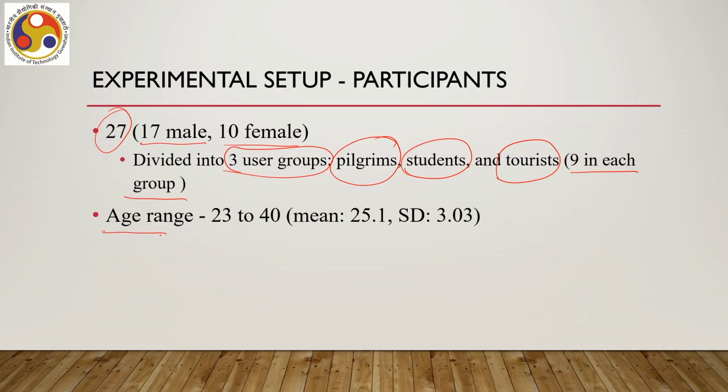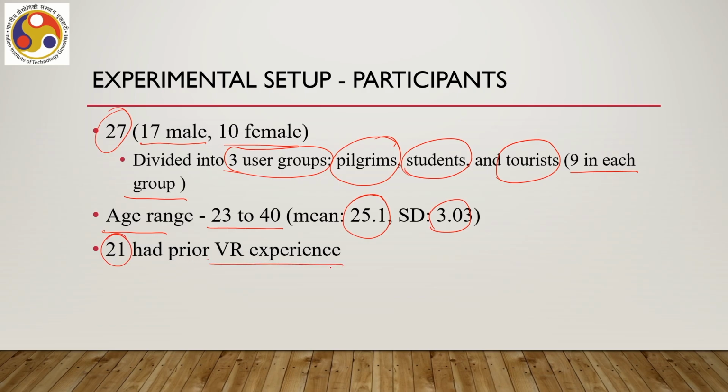The age range of the participants was between 23 to 40 years with a mean of 25.1 and standard deviation of 3.03. Among the 27 participants, 21 had prior VR experience. This information is important because this prior experience may bias the output.